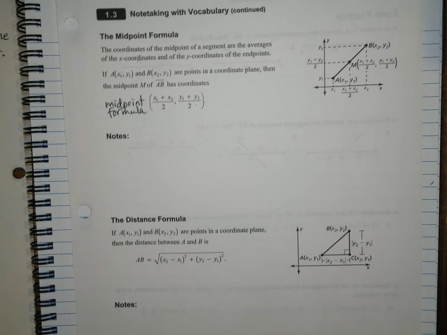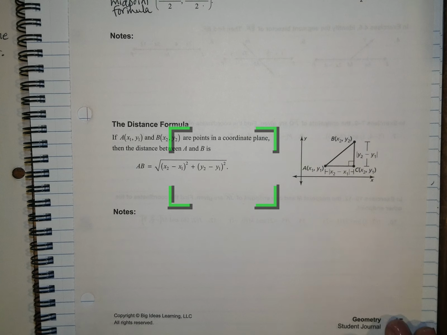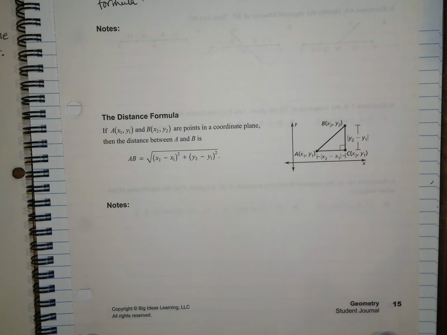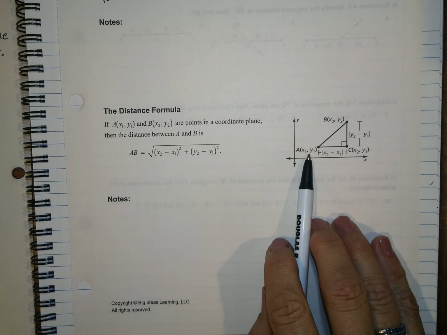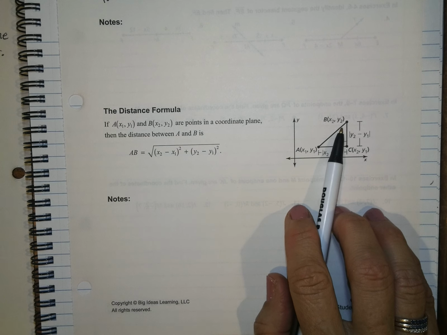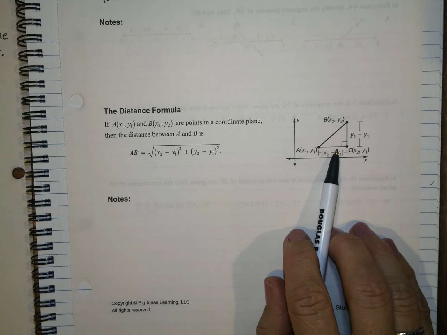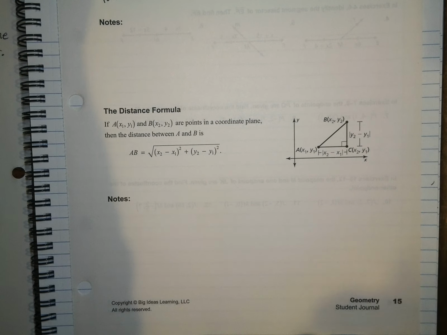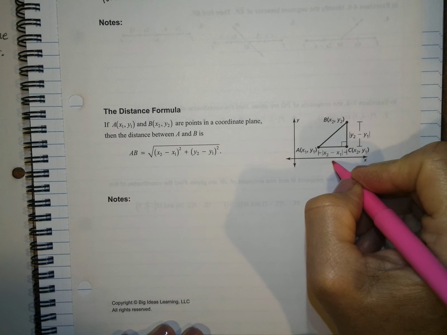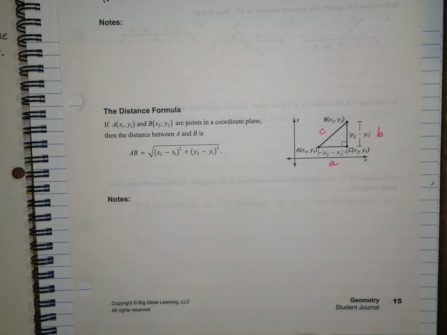The distance formula, also a review from algebra, but we're going to use those same coordinates. A has x sub 1, y sub 1. B has x sub 2, y sub 2. And instead, we're going to basically apply the Pythagorean theorem here. So this side right here is like A. This side's like B. This side's like C.